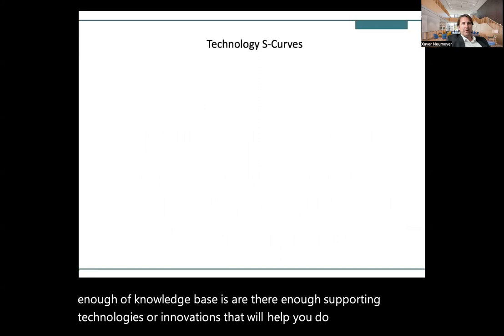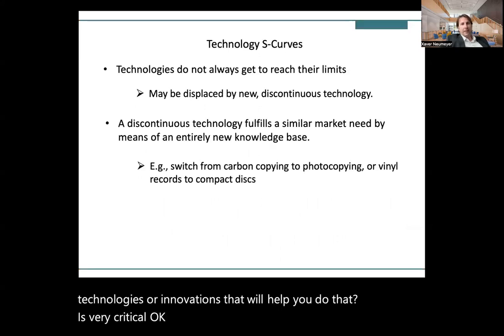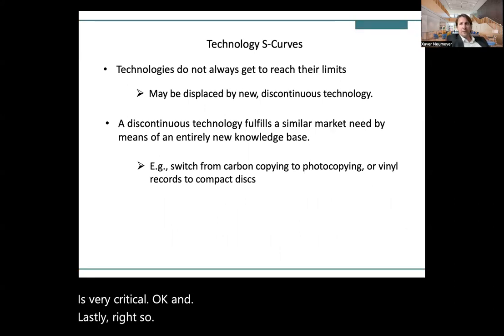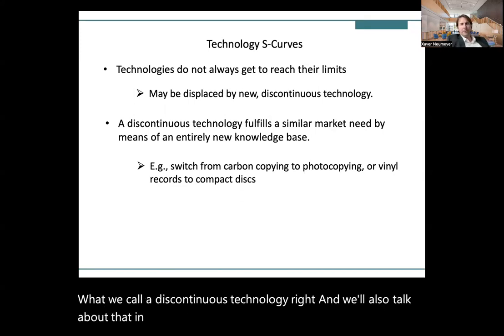That is very critical. Okay, and lastly, what we call a discontinuous technology, and we'll also talk about that in the context of competence enhancing and competence destroying innovations.